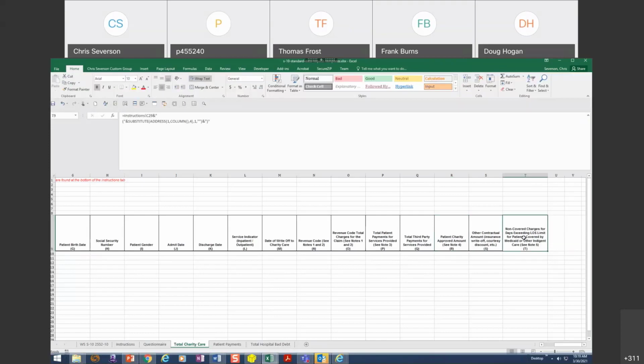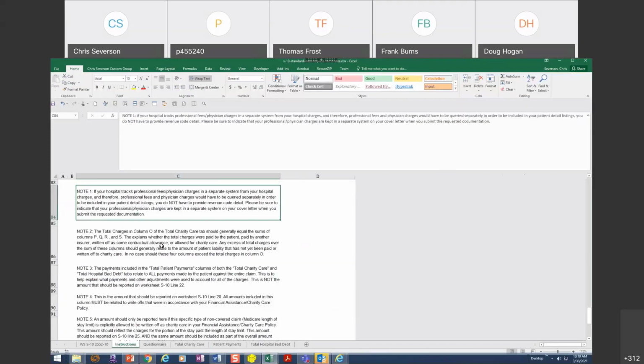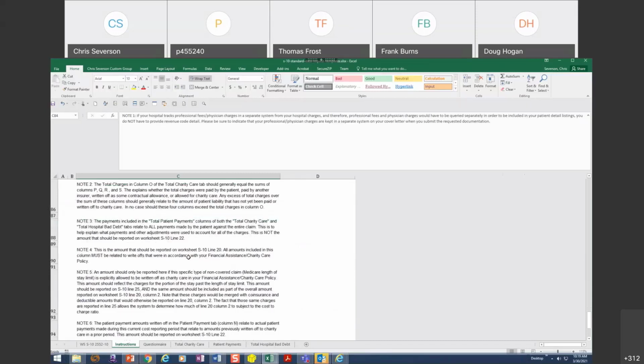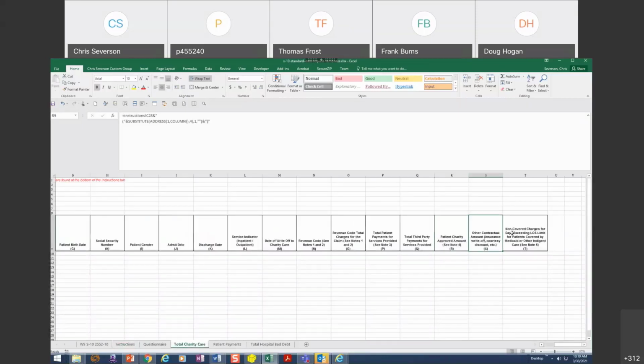Now, the other important thing I want to mention here, we have note 4. I want to go through that. Well, this just basically says what I just said. It's the line 20 amount, and it has to be part of your financial assistance or charity care policy. Then we have column T. Now, that's that odd line 25 situation. I want to stress it because we've seen quite a few cases where it was done improperly.